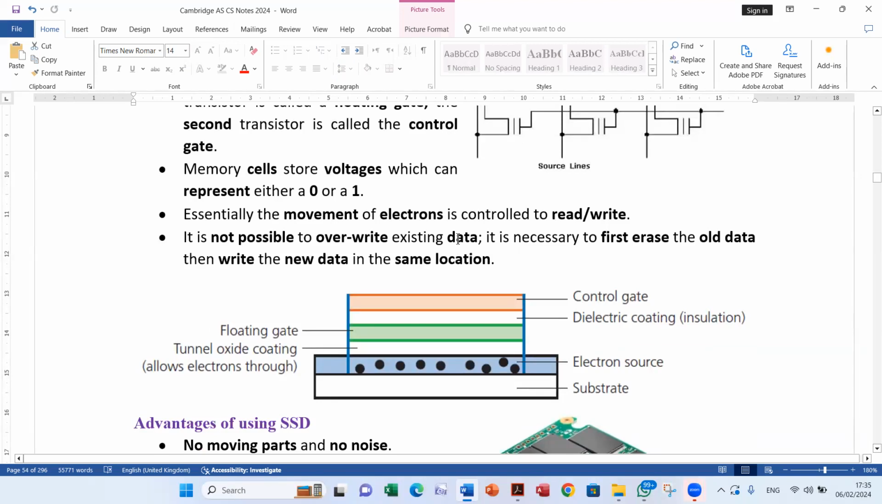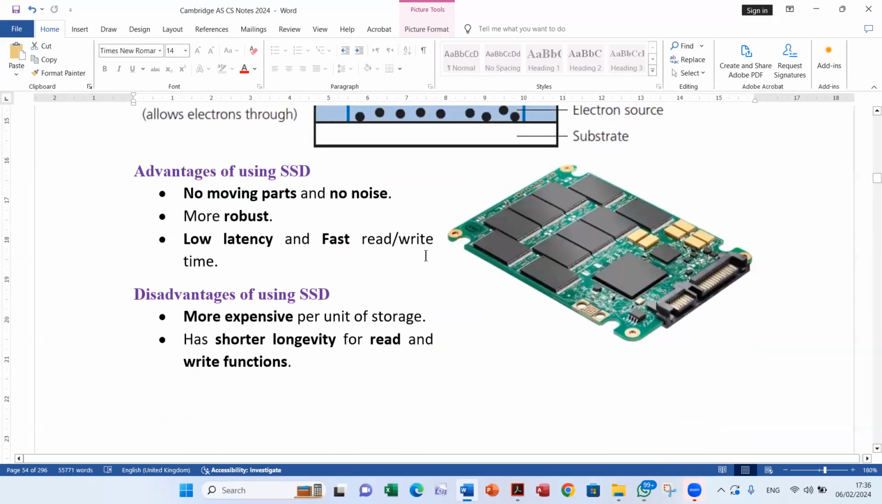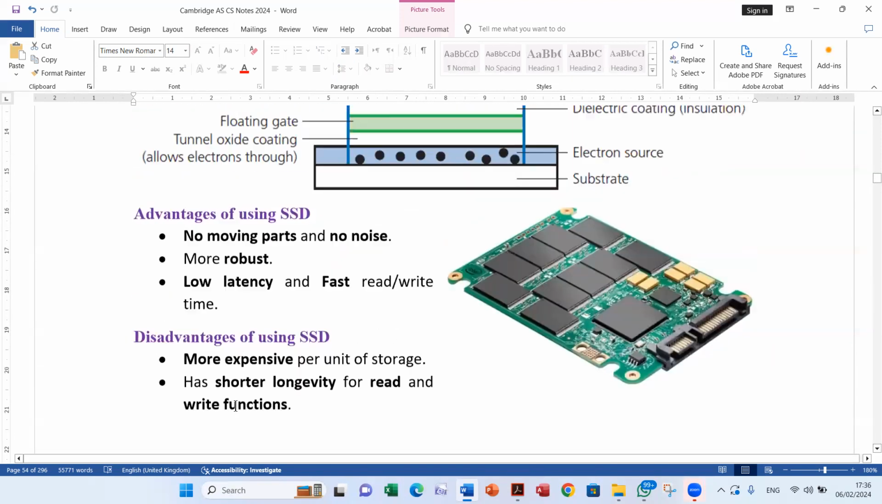So that was the principle of operation of the SSD. And it has many advantages over the HDD. No moving parts and no noise. More robust, which means more durable. Low latency, so it reads data very fast. It doesn't have to wait until it spins up to the normal speed. Disadvantages: more expensive and shorter longevity. So if you have a server, you would rather put a hard disk HDD than an SSD.